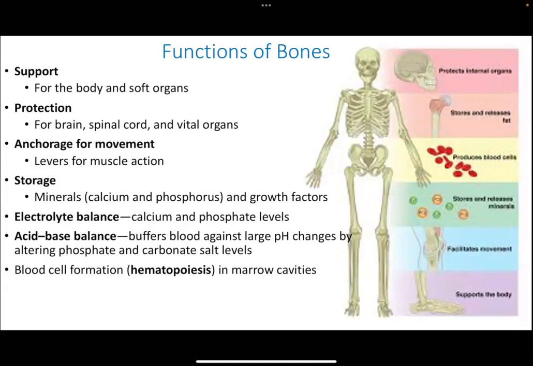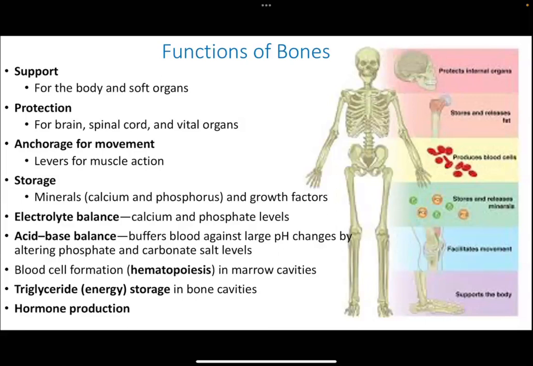The bones are our main source of blood cell formation. So hematopoiesis is the formal name, which is blood cell production. This occurs in bone marrow cavities. Bones are also going to store triglycerides, which are a major source of energy for us. So other marrow cavities or bone cavities store triglycerides if they're not storing red bone marrow for blood cell formation. And finally, our bones serve as a place for hormone production.